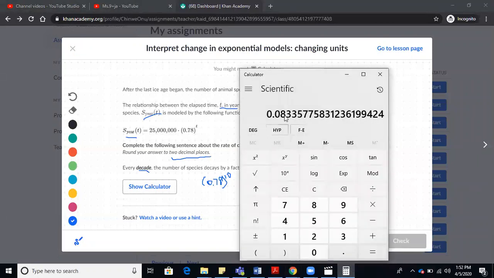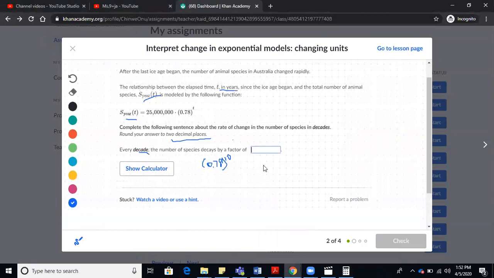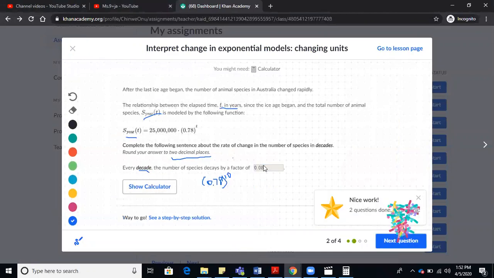So I'm going to stop right here at 0.08. And I'm leaving it at 0.08 because the number after the 8 is less than 5. If it's greater than 5, I would have to round up. If it's 5 or more, you have to round up. So 0.08 will be my answer. And now I'm doing another question.